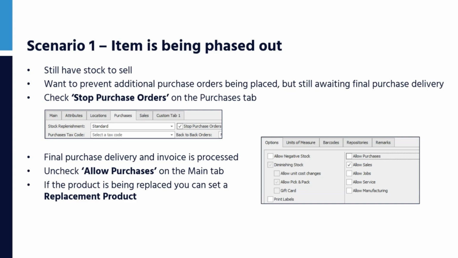Once the final purchasing has been completed, you can uncheck the allow purchases option on the main tab of the item maintenance, and that will prevent any purchase transactions from being placed against that particular item. You can also set a replacement product. So those tools are at your disposal, so you don't need to manually manage this process. You can use the software to assist in that process.